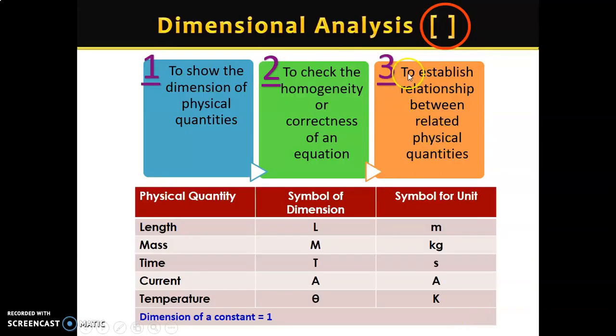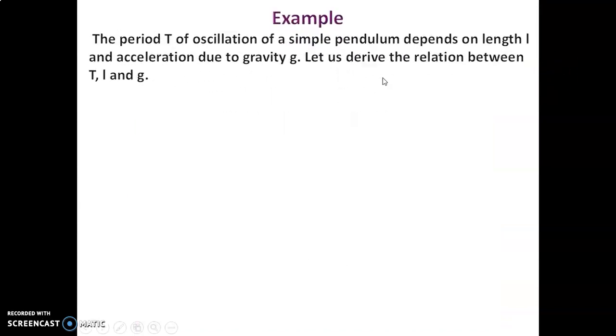Now we go to the third function of dimensional analysis, which is to establish relationships between related physical quantities. So we go to the example. The period of oscillation of a simple pendulum depends on length and acceleration due to gravity. Let us derive the relation between T, L and g.